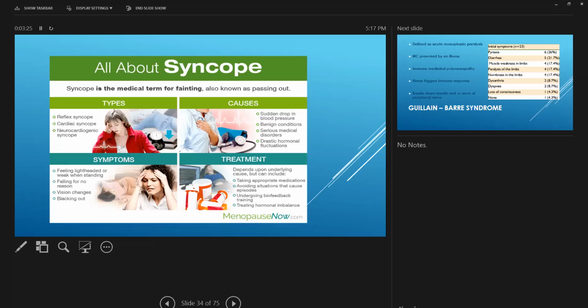So syncope, there's different types of syncope: reflex syncope, cardiac syncope, and neurocardiogenic syncope. So those would be some of the types, and then the causes are either a sudden drop in blood pressure, can be a benign condition like vasovagal syncope, serious medical problems, and then drastic hormone fluctuations can also cause it. It can range from lightheaded to falling with no reason, vision change, or blackout. The treatment usually is going to be trying to exclude the underlying cause. We want to make sure that their medications are appropriate and that we've excluded any other cause of syncope.